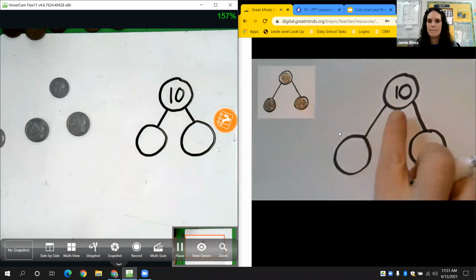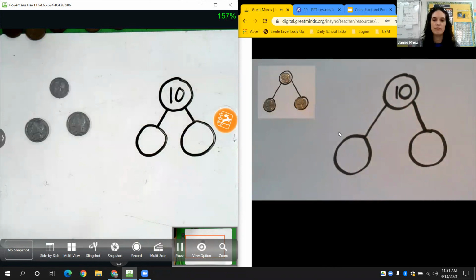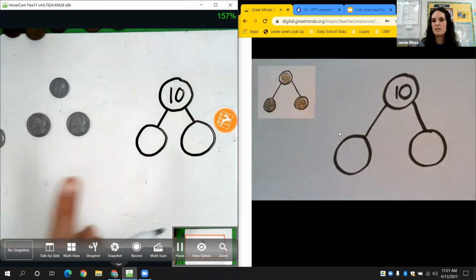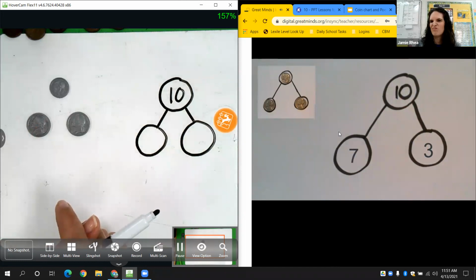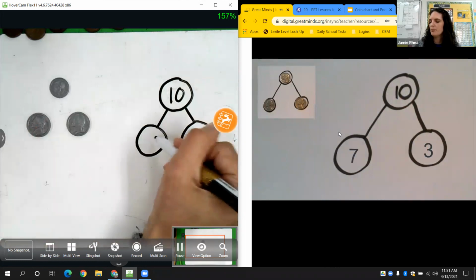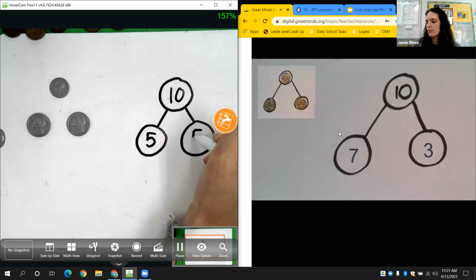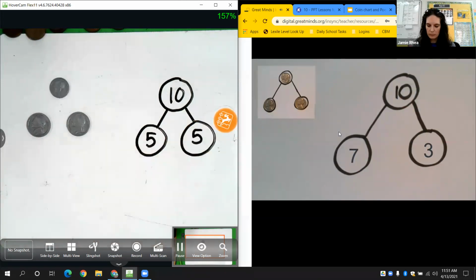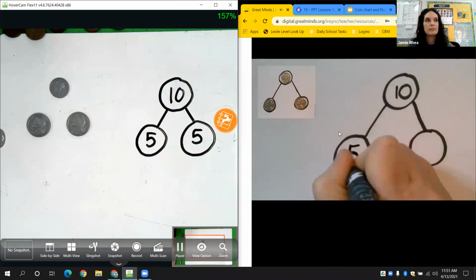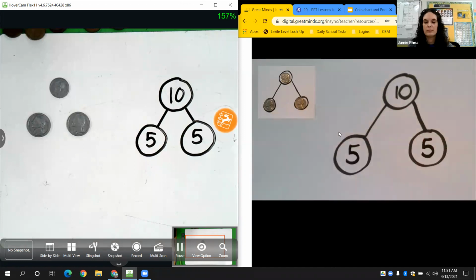If 2 nickels are equal to 1 dime, what is the value of 1 nickel? 5 cents. Could it be 7 and 3? No, because even though 7 plus 3 equals 10, we need the coin to have the same value. So it must be worth 5 cents, because it's the same coin.